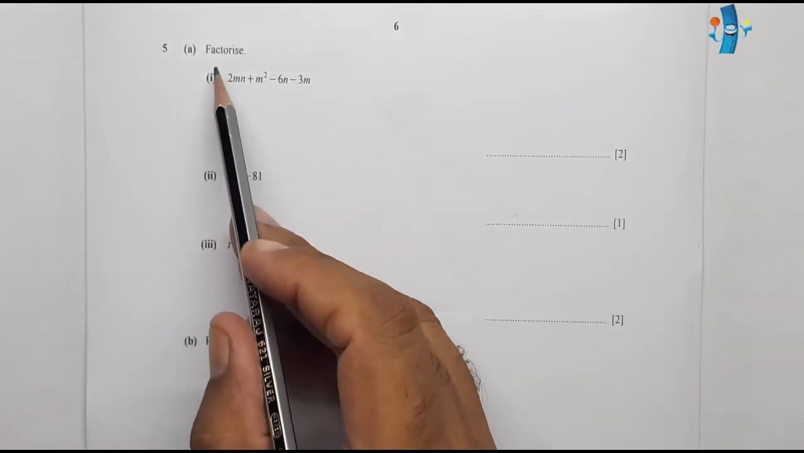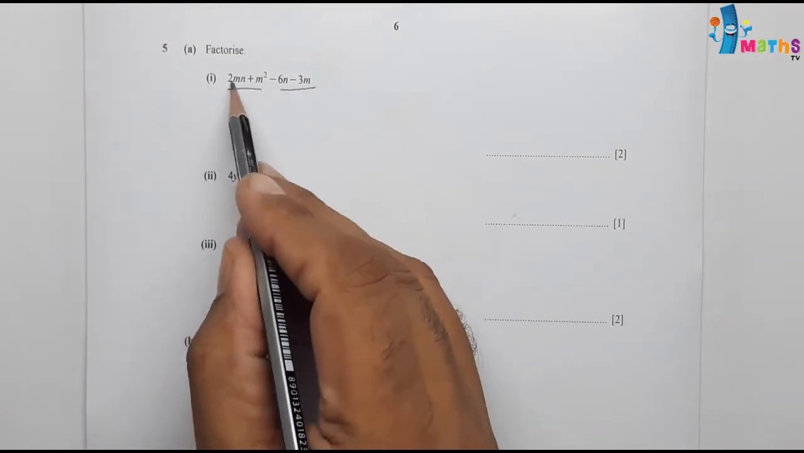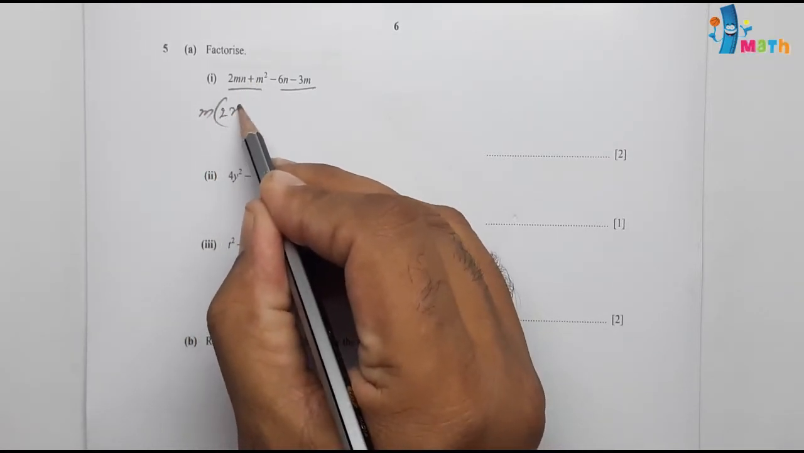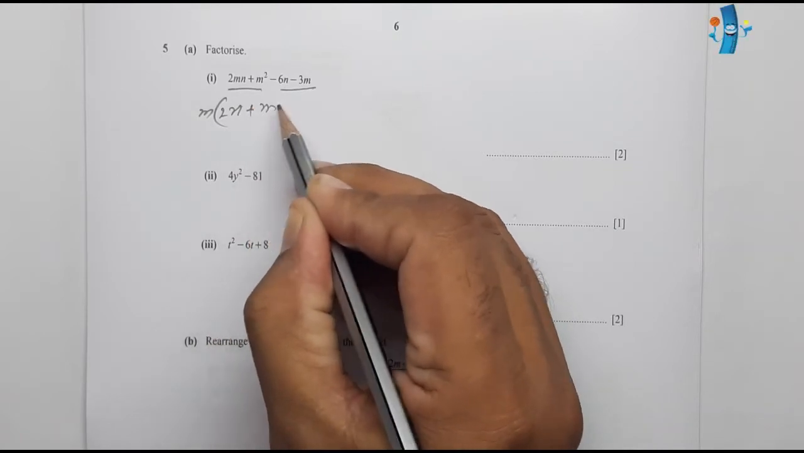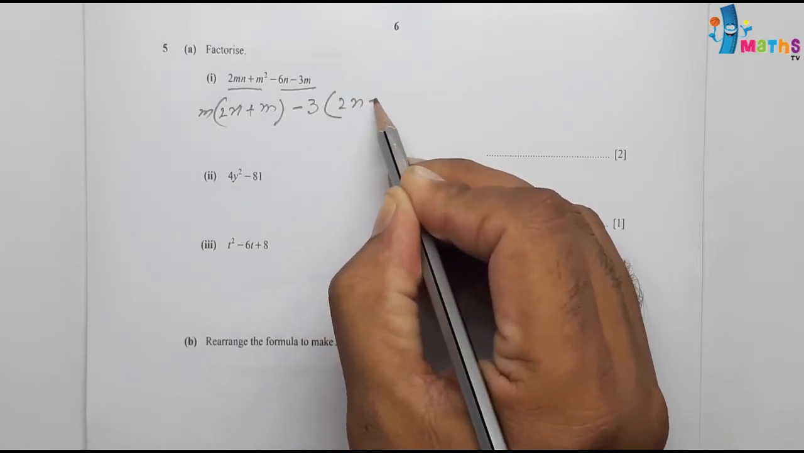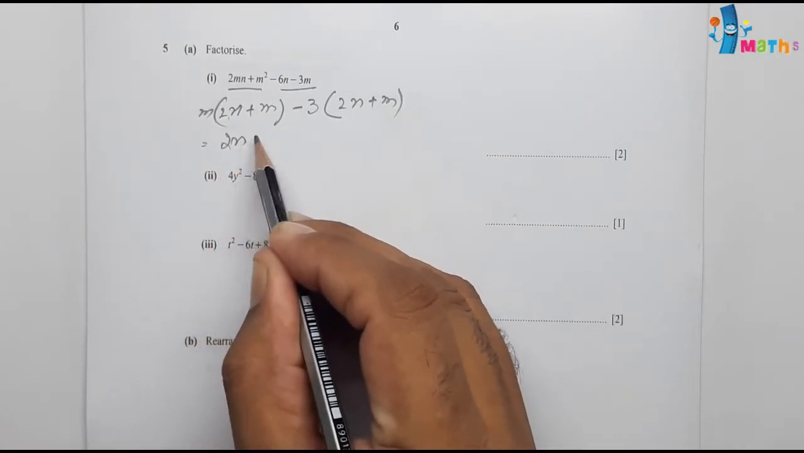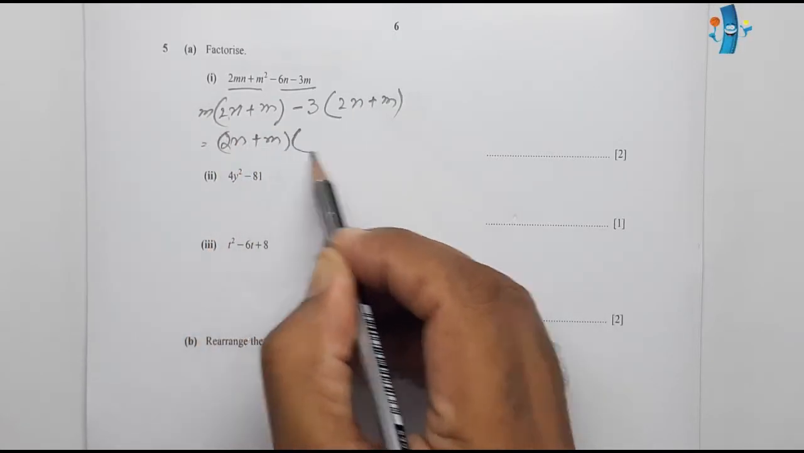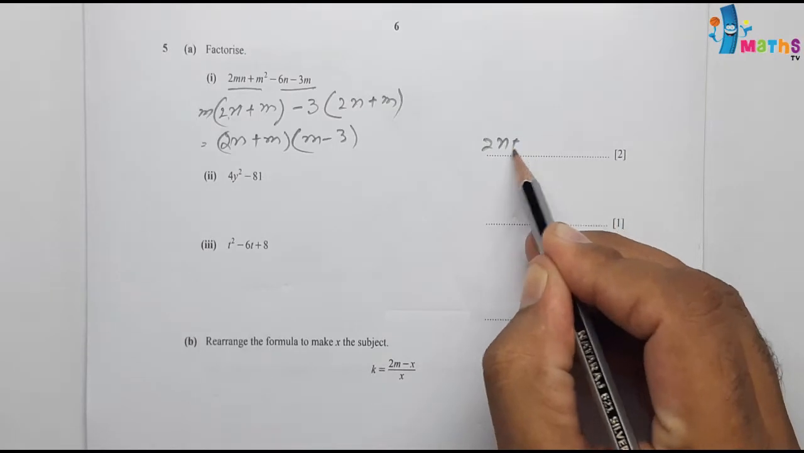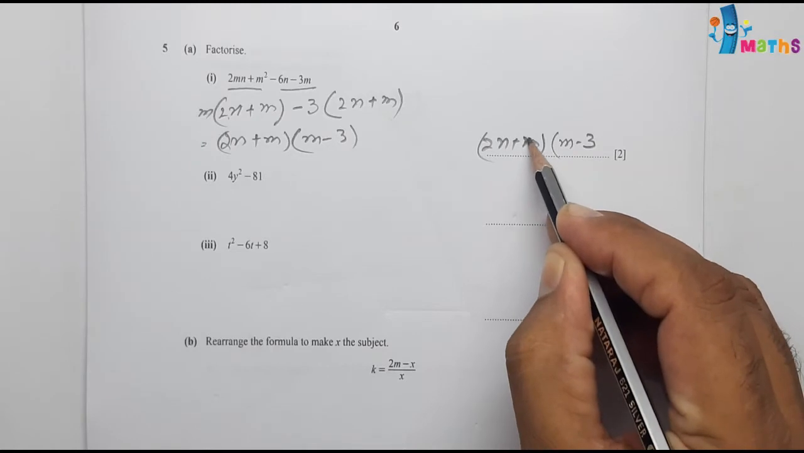Question number 5. Factorize. This expression is given, we have to factorize. We can make pairs of this one and this one. From this pair we can take m common, and inside will be 2n plus m. Similarly we can take minus 3 common, and inside will be 2n plus m. Now we can combine these two: 2n plus m, and the second will be m minus 3. So the answer will be 2n plus m and m minus 3.